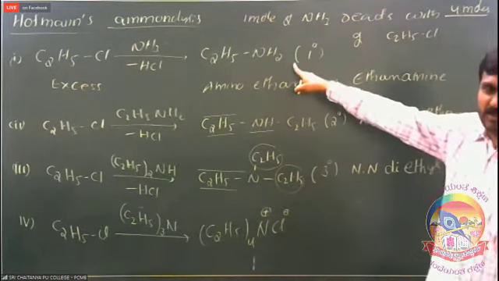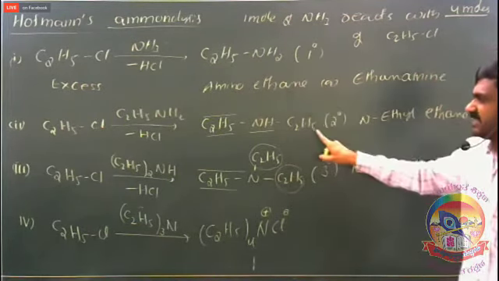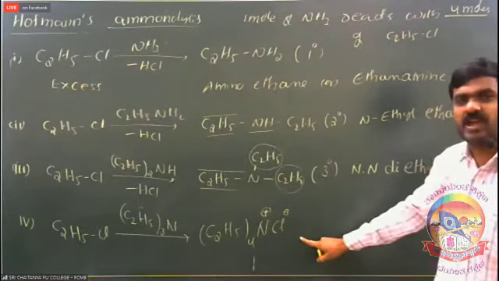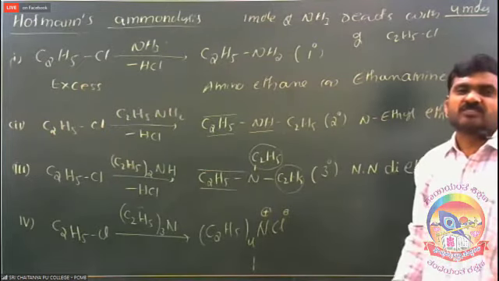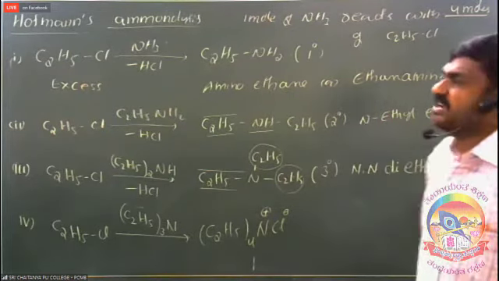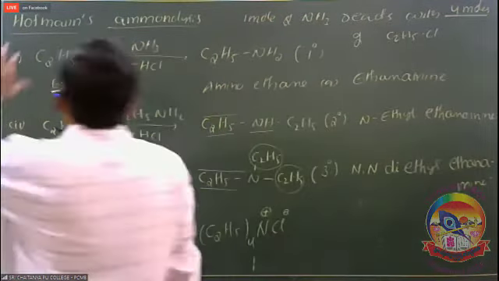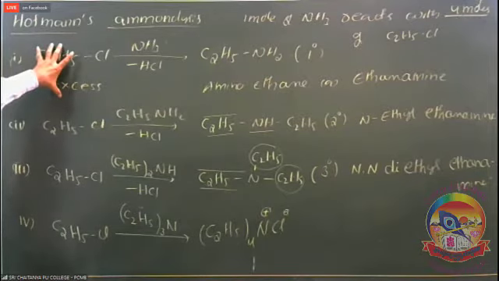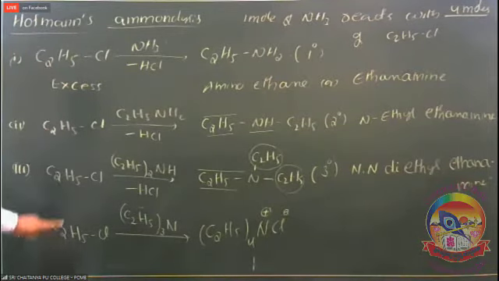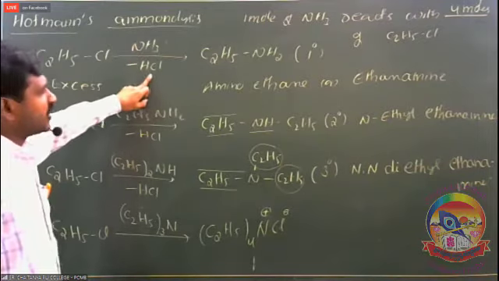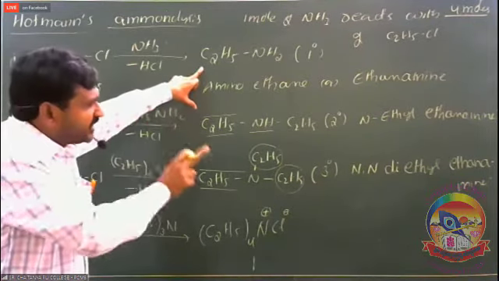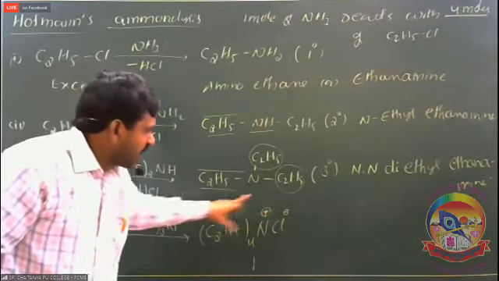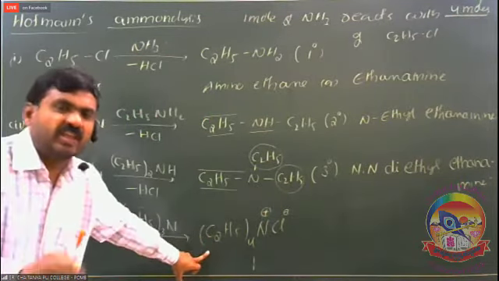In the first step, primary amine. In the second step, secondary amine. In the third step, tertiary amine. In the 4th step, quaternary ammonium salt is formed. It is the reaction with ammonia. It is also a named reaction, called Hoffman's ammonolysis reaction. If you take excess of ethyl chloride, 4 moles of ethyl chloride react with 1 mole of ammonia. It forms aminoethane or ethanamine, diethylamine, next triethylamine, and finally a quaternary ammonium salt.